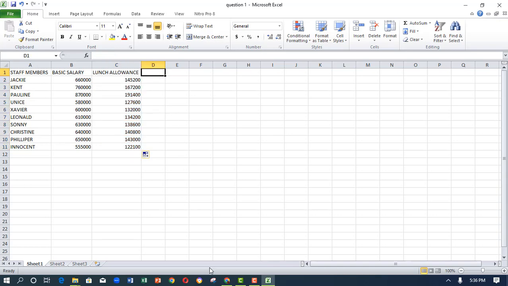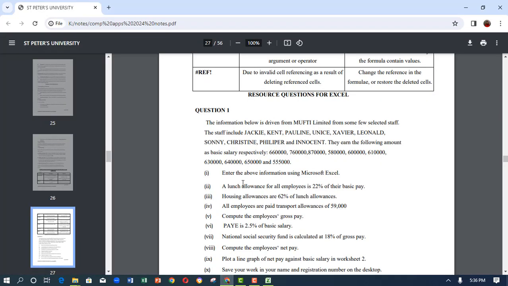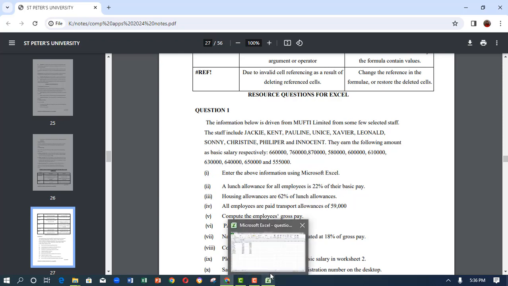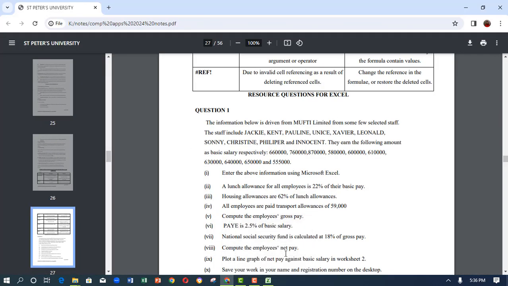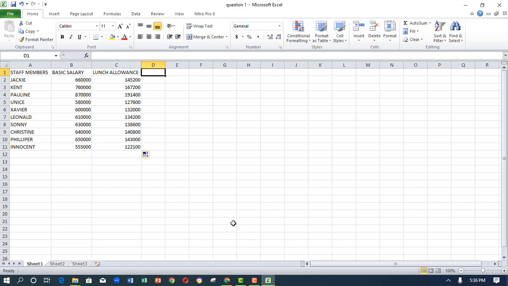Okay, let's go and see what the next question is telling us to do. Now they are saying housing allowances are 62% of the lunch allowance. They are telling us that all employees' housing allowance is 62% of the lunch allowance, okay?